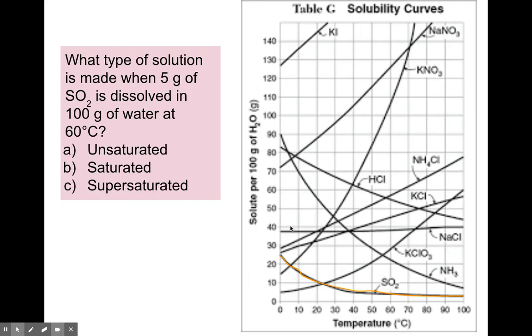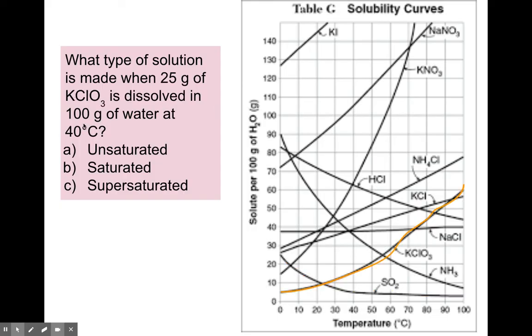Let's take a look here. What type of solution is made when 5 grams of SO2 is dissolved in 100 grams of water at 60 degrees? So the key things are you have to find 60 degrees SO2, and then you have to put a mark at 5 grams. I did. There it is. So is this on the line, above the line, or below the line? And hopefully you answered, it's on the line, right? That dot is meeting the same spot as the line. That makes it completely saturated. Let's try another.